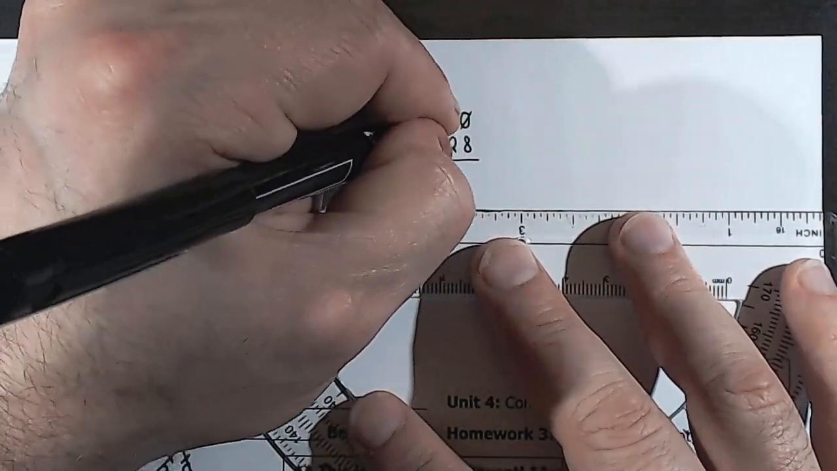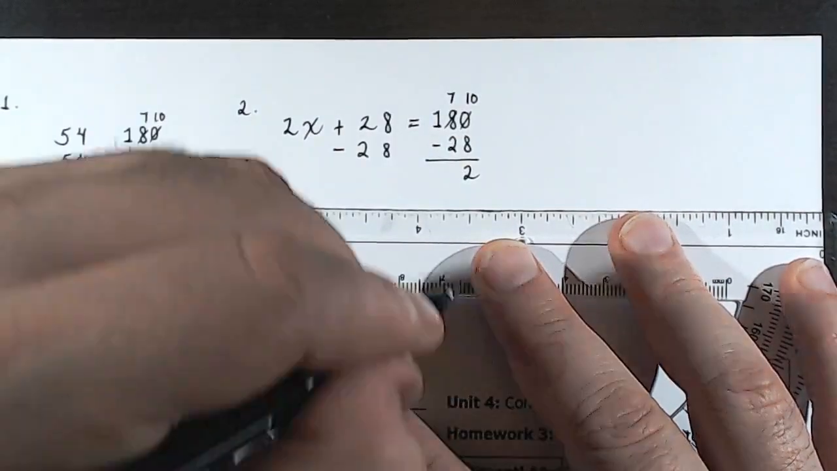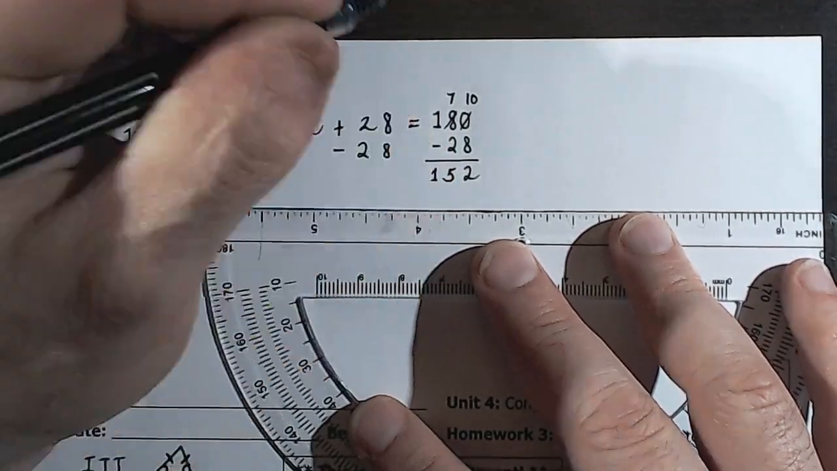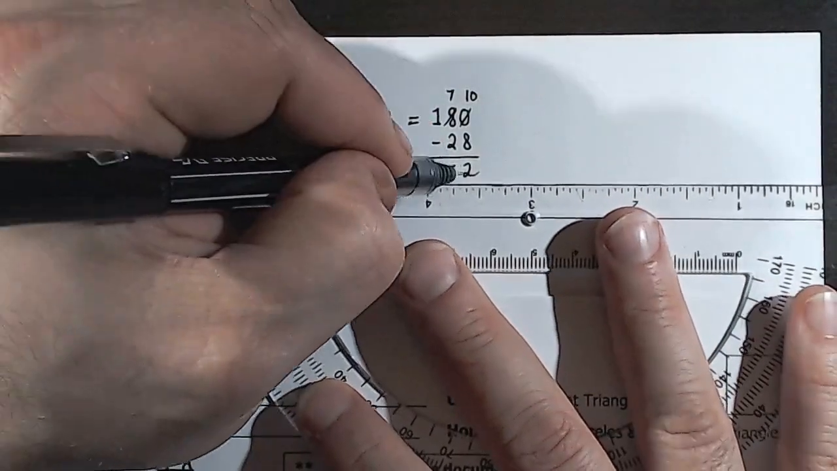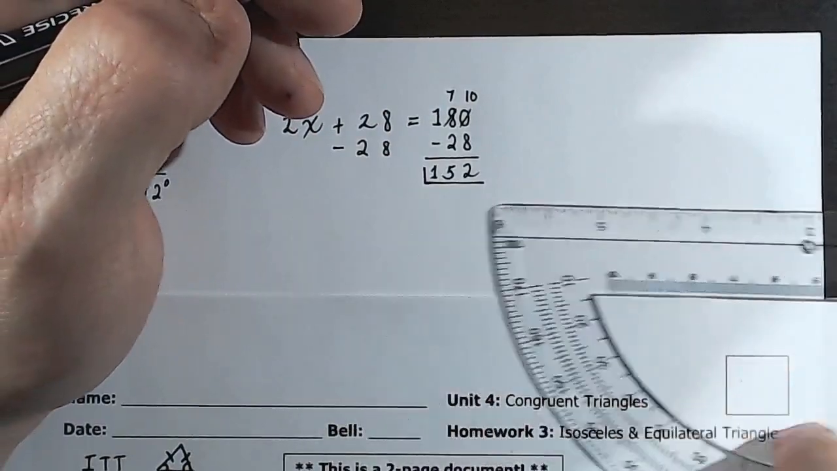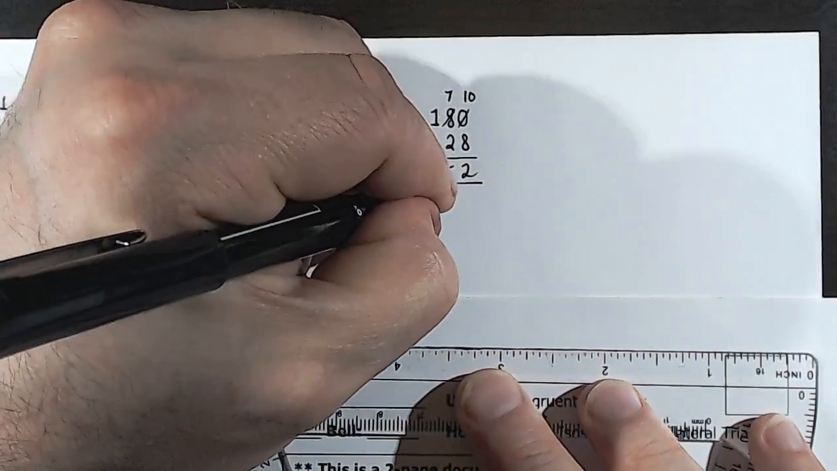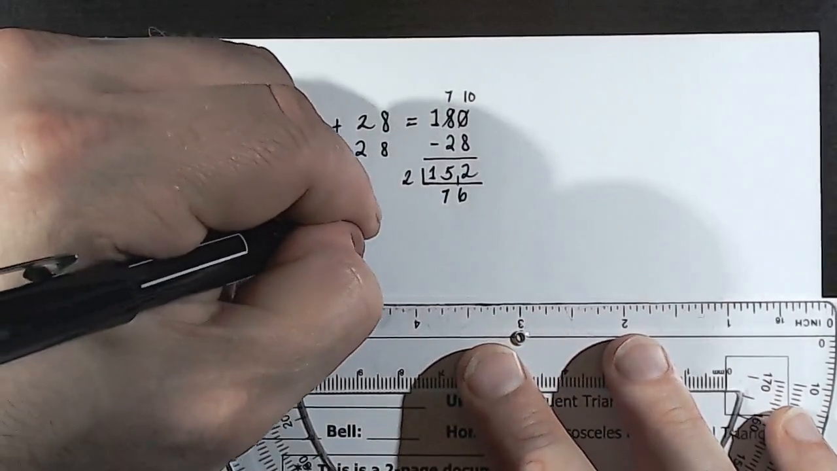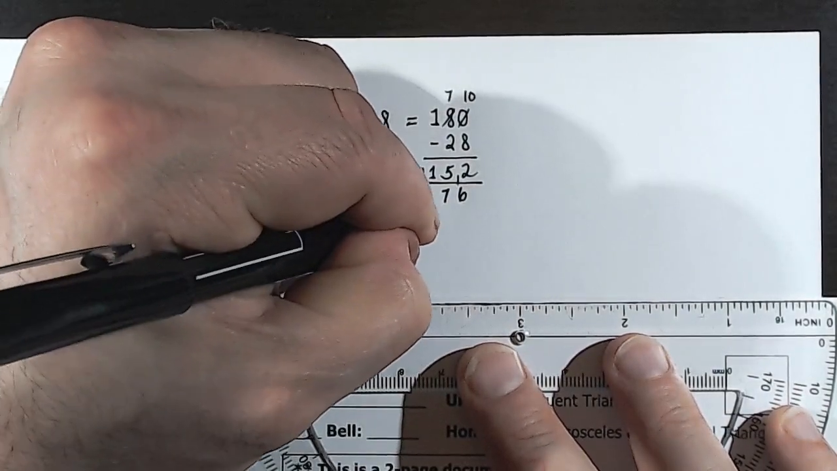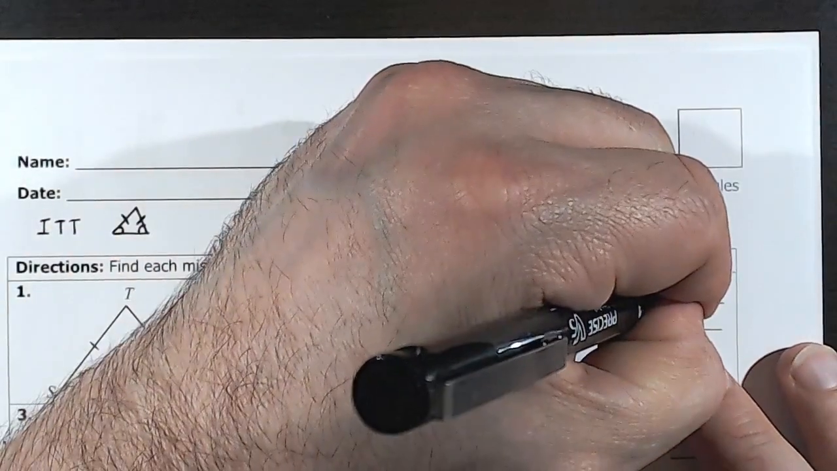So we'll borrow here. 8 from 10 is 2. 2 from 7 is 5, and we bring down the 1. And now we divide that by 2. I'm going to do this upside down division. It's the same division, just upside down. 2 goes into 15 7 times with 1 remainder. 2 goes into 12 6 times. So x equals 76 degrees, and x is the measure of angle M, and x is the measure of angle N.